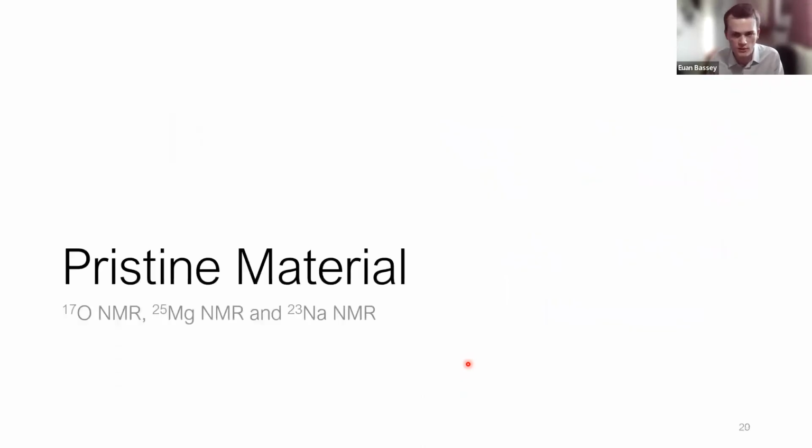Okay, so now time to actually show you some results. We're actually going to start, rather curiously, with 17O and 25Mg NMR, which is slightly more esoteric than sodium NMR, but it's a slightly easier way of presenting the results, and I think it's also a nicer example to start with. Plus, everyone loves 17O.